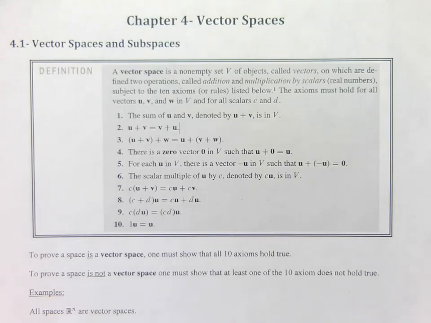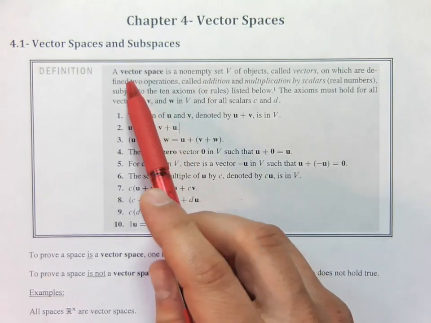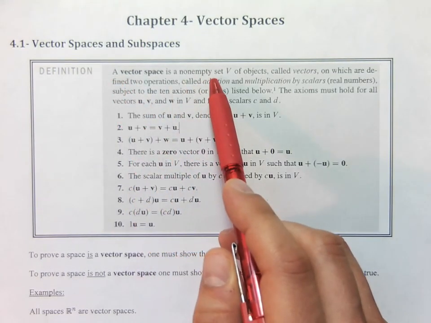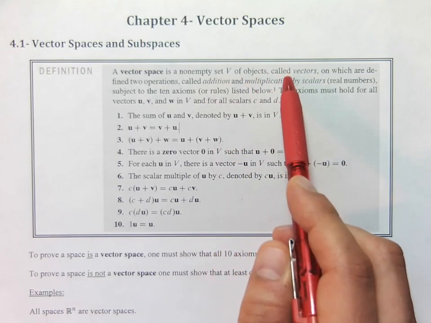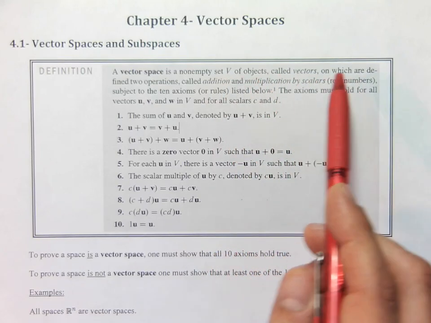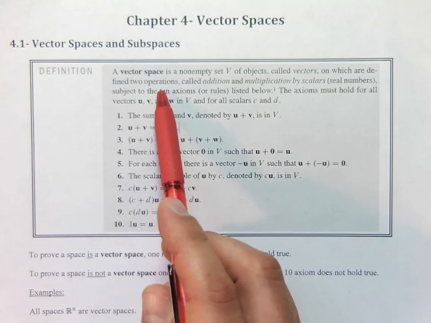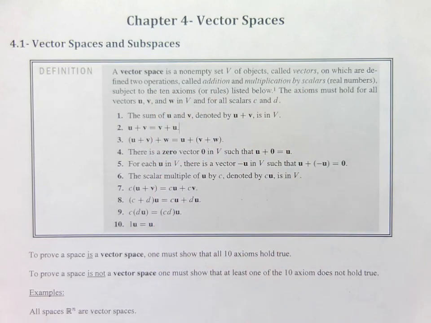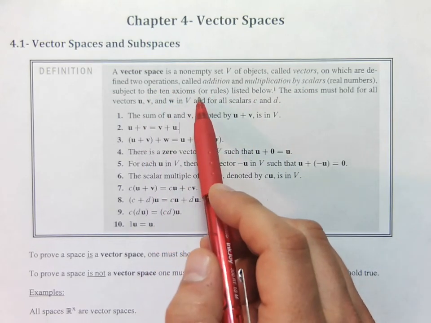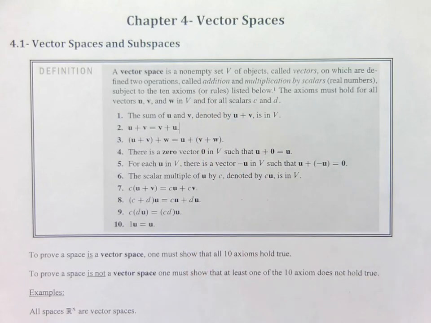Okay, this next section is about vector spaces and subspaces. Before we start talking about vector spaces, let's read this first sentence here. It says a vector space is a non-empty set V of objects called vectors, on which we define two operations called addition and scalar multiplication of real numbers, subject to the 10 axioms listed below. Let's stop right there.